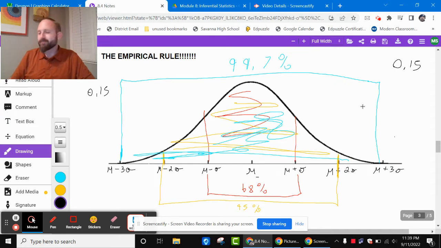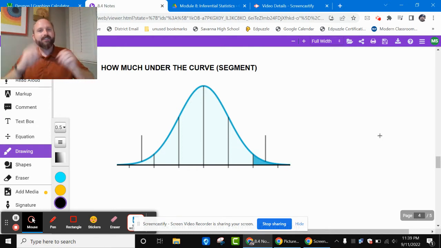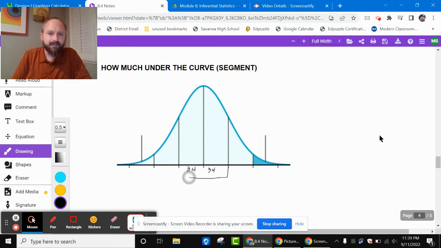All right, let's go on and show you the example I put. So how much is under this curve right here? So if we remember, this was 34 and this was 34 because it's 68. We don't care about that. Well, between here and here was 95%, right?